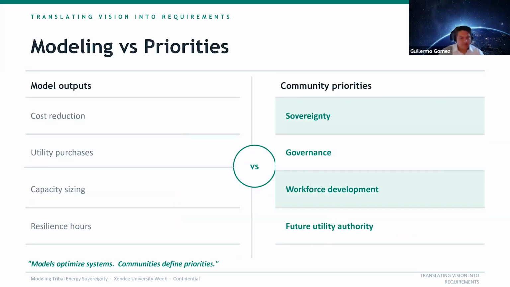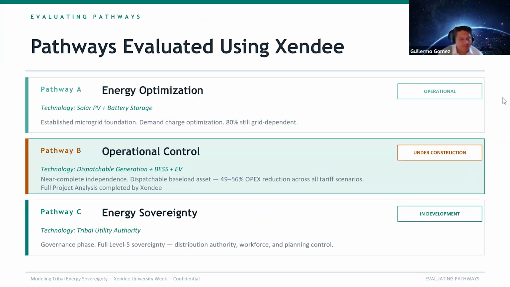Let's talk a little bit about modeling versus priority. Modeling is great for optimizing systems, but the community has to define those priorities, and both are important, but they're not necessarily the same thing. We ultimately used Zendi to evaluate multiple pathways against these priorities on the right side: sovereignty, government, workforce development, and future utility authority. We evaluated multiple pathways, not simply technologies, and each pathway represented a different balance between economics, control, independence, and sovereignty. The differences became obvious when you look at how they perform.